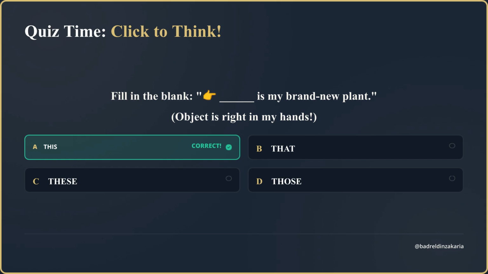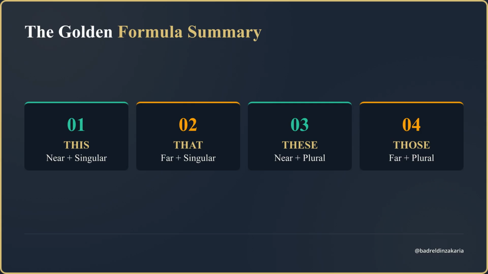Time for a quick quiz. If an object is right in your hands, which pronoun do you use? The answer is this. Here is our summary formula. This for singular near, that for singular far, these for plural near, and those for plural far.